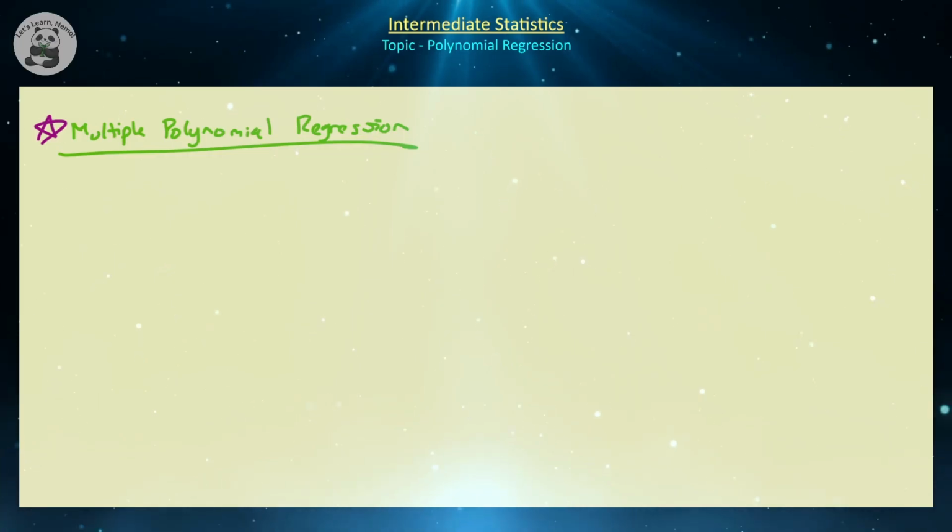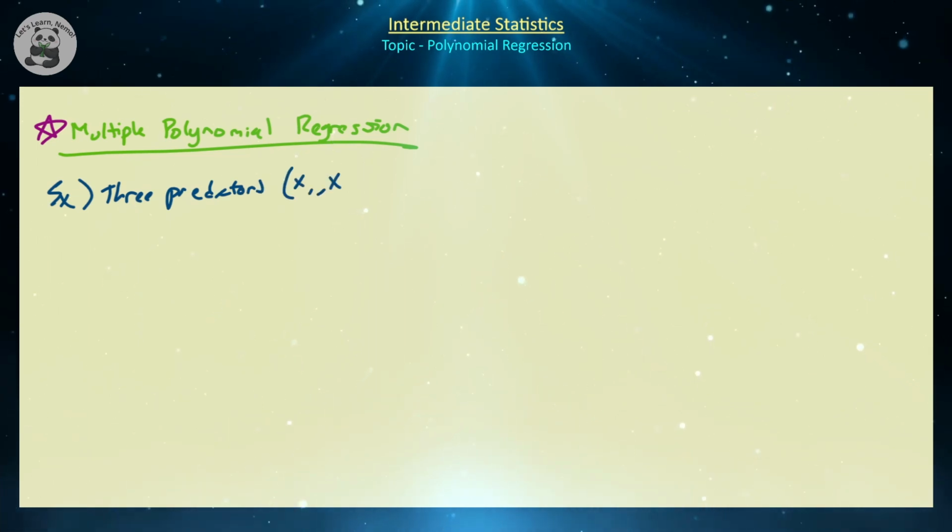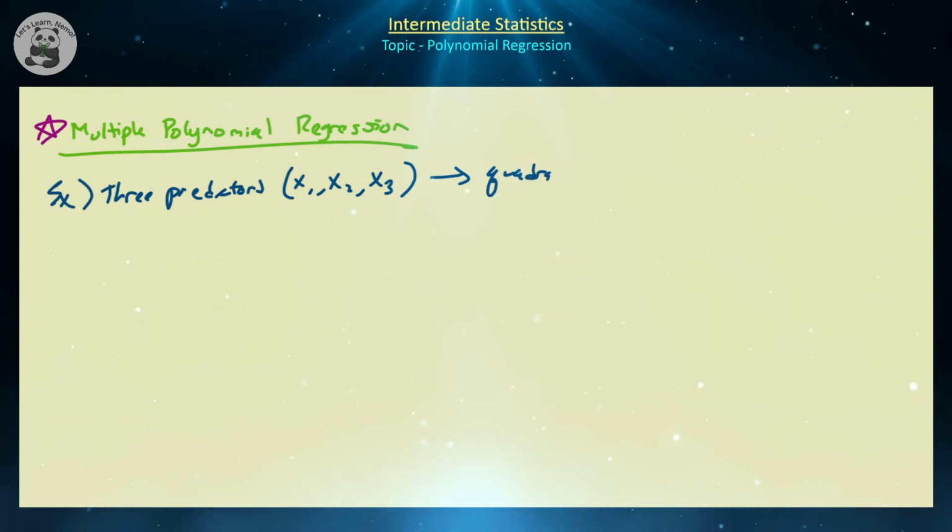The last thing I want to discuss today is how to build what is called a multiple polynomial regression model, if you have more than one predictor and you want to use a polynomial regression model on each of those predictors. So let's assume, as an example, that we have 3 predictors. Let's call them x1, x2, and x3. And let's assume that we want to build a general quadratic polynomial regression model for these 3 predictors.